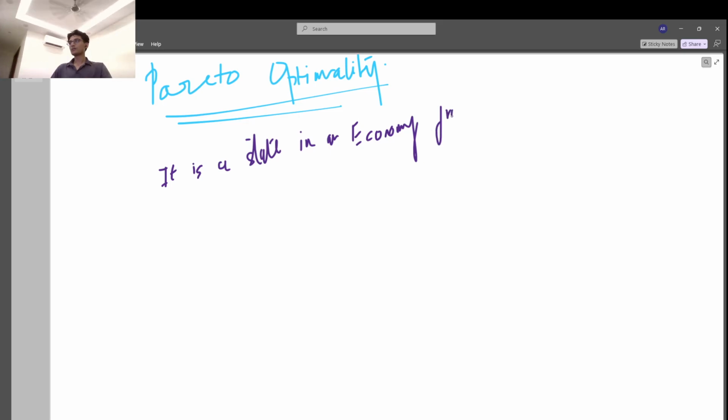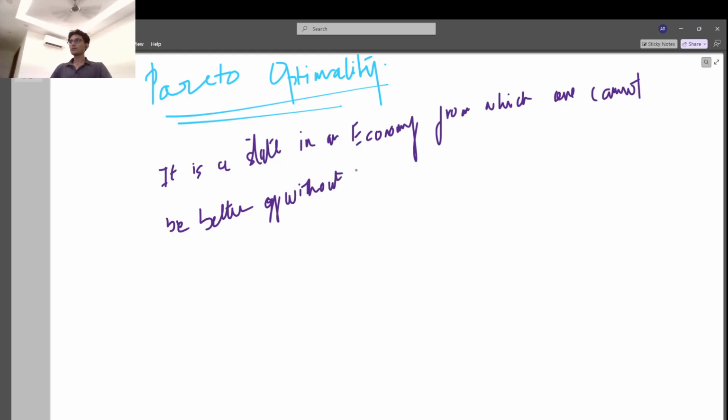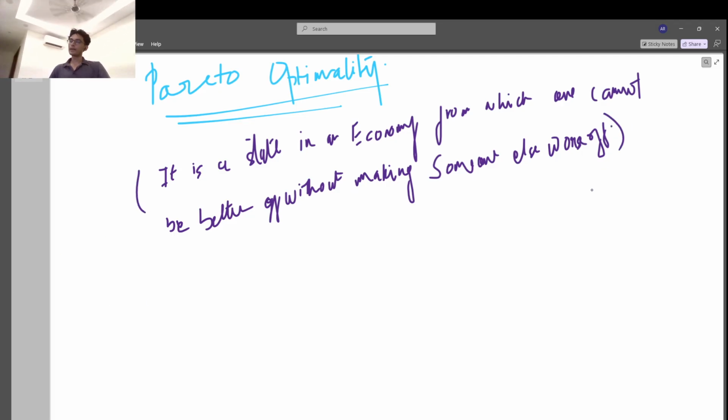from which one cannot be better off without making someone else worse off. So this is the definition of Pareto optimal.